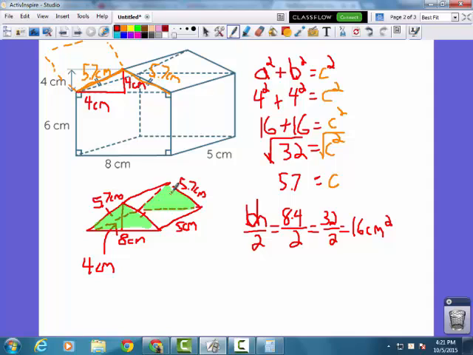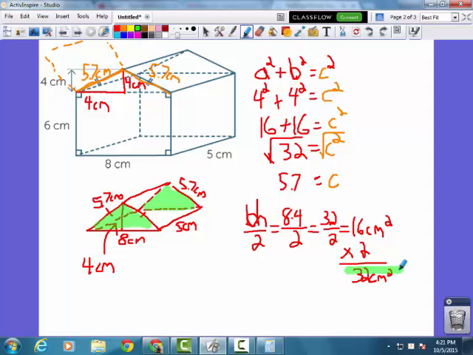The other one's the same. It also has a height of 4. It also has a base of 8, since they're mirrors of each other, so we can multiply this number by 2. That gives us a total of 32 centimeters squared.